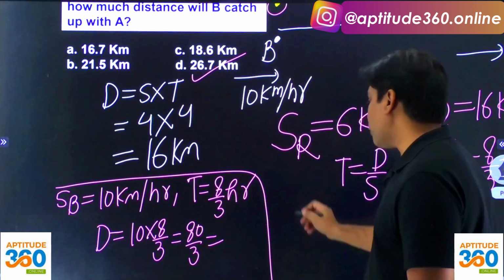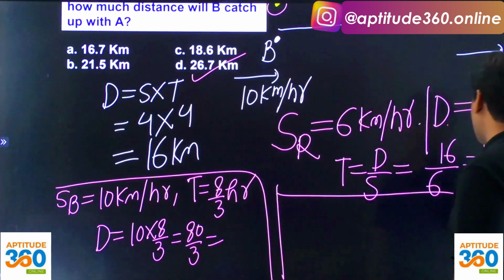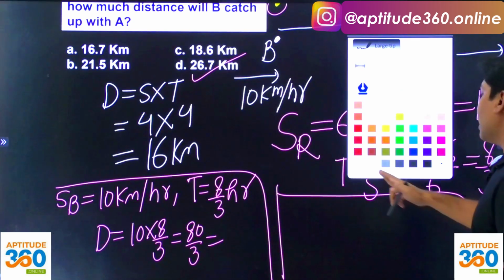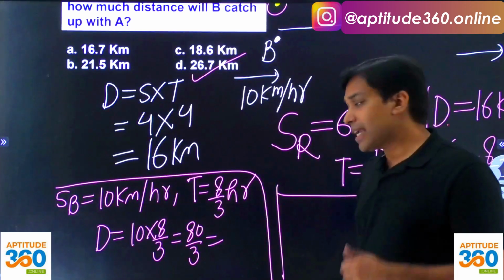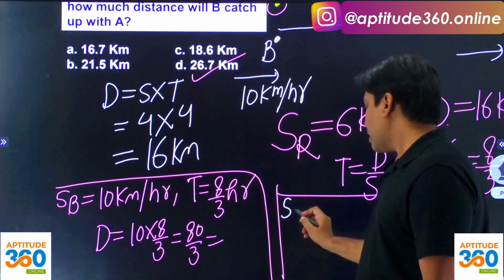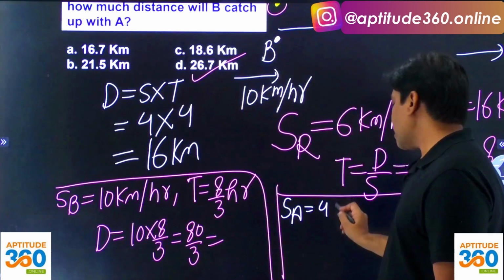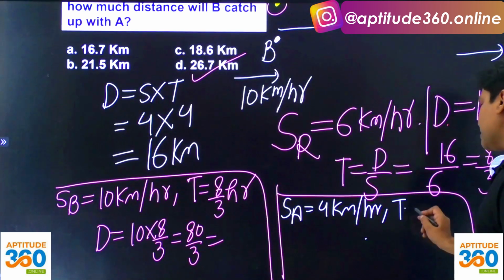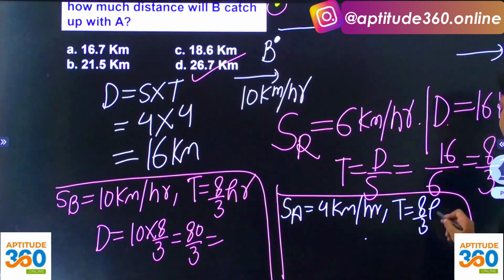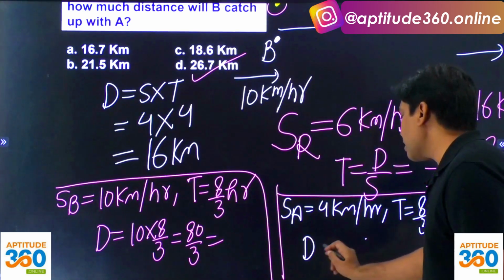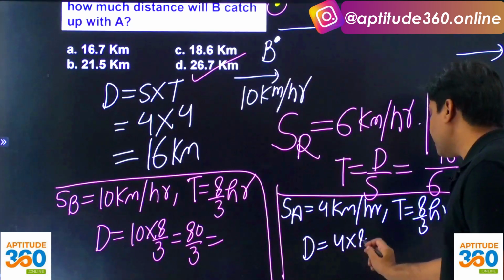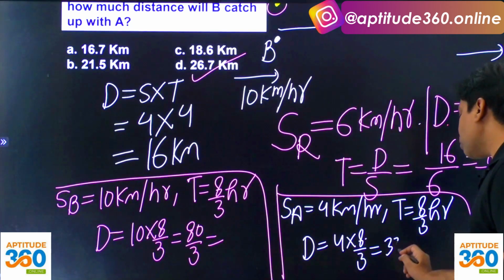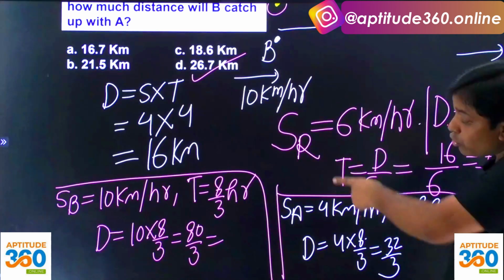And if you find out for A, you might be confused about how much you would calculate for A. So in 8 by 3 hours, how much did A run? Speed of A is given to you as 4 kilometers per hour and time is 8 by 3 hours. So let's find out how much he ran. Distance is 4 into 8 by 3. So that's only 32 by 3 kilometers. That's not 80 by 3.